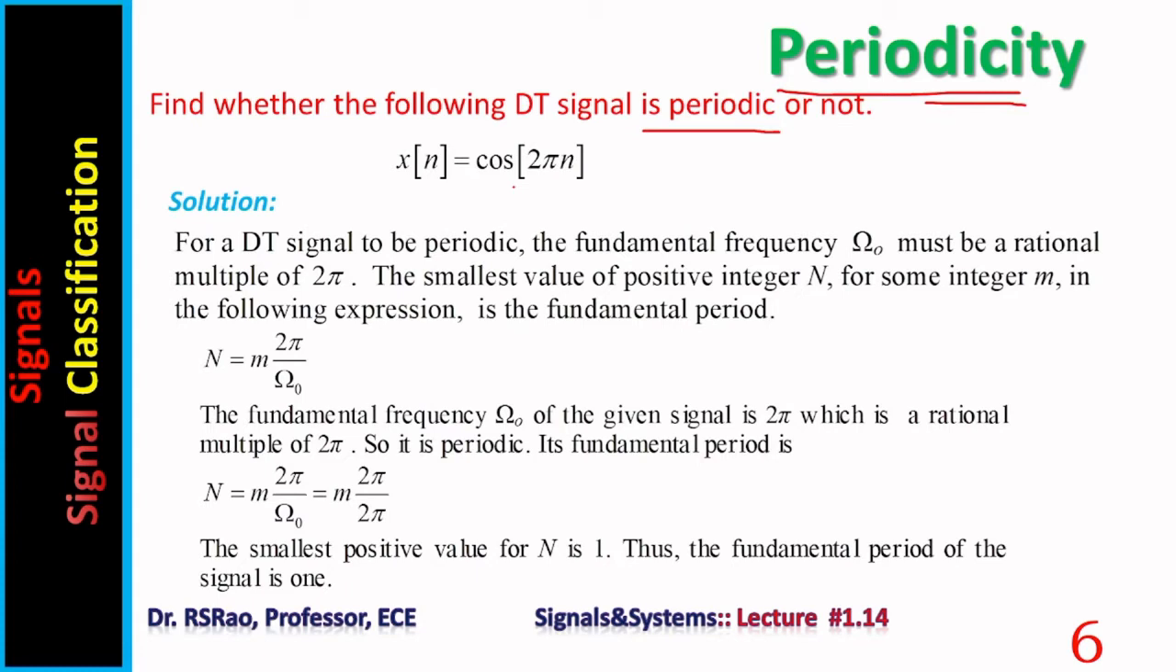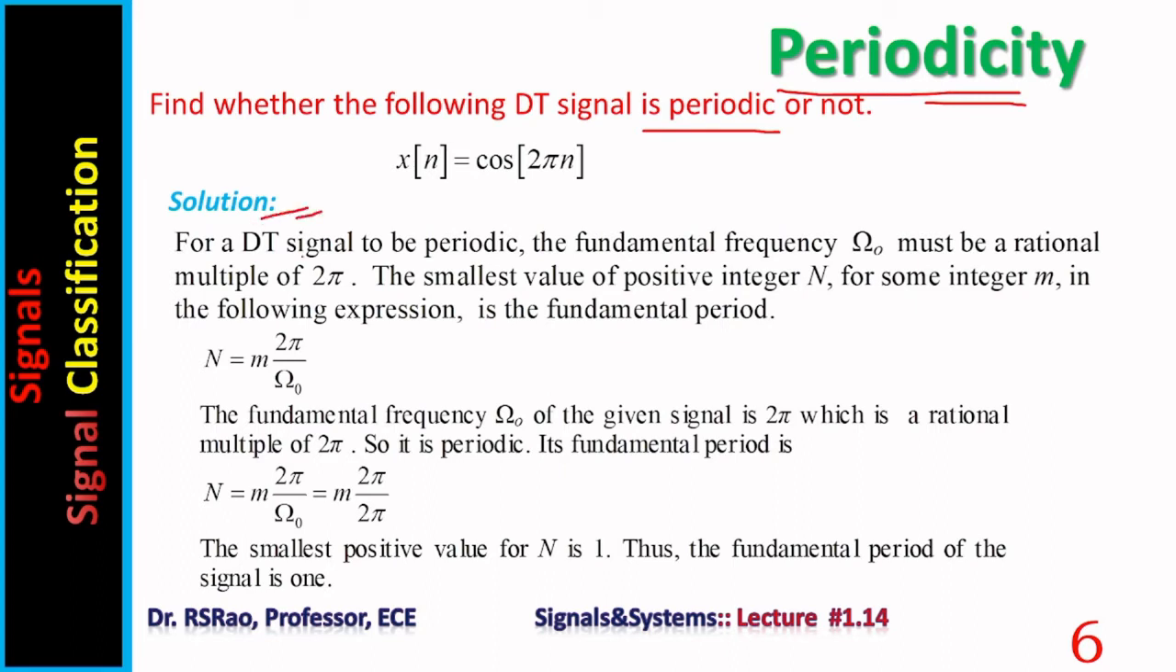One point requires to be mentioned here. Cos, sine, tan, these functions are always periodic when they are in the continuous time domain, but they need not be periodic when they are in the discrete time domain. This point has to be kept in mind.